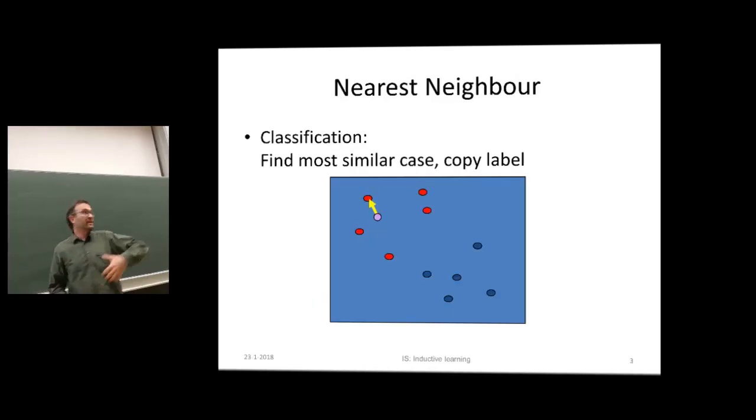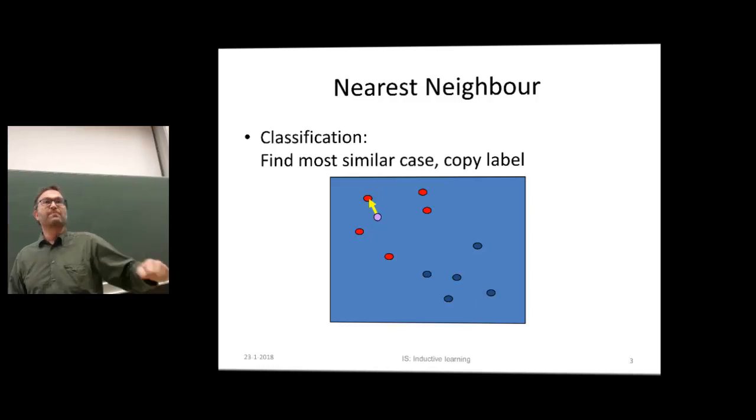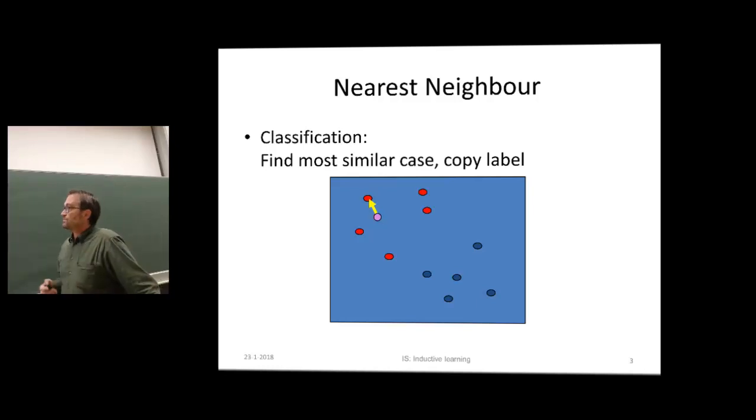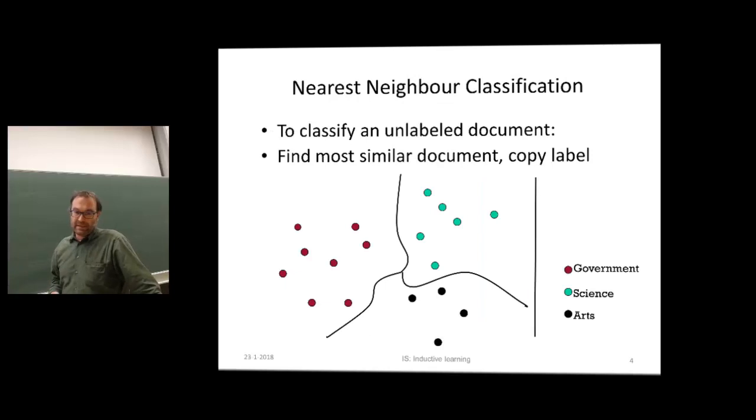So the easiest thing to do, the naive way of dealing with this, is that you just give a node the label of something that I have already seen. So you say, this is the nearest neighbor, and I just copy the label, and then this also becomes a red node. Now, this is a good strategy, but it's very error-prone.